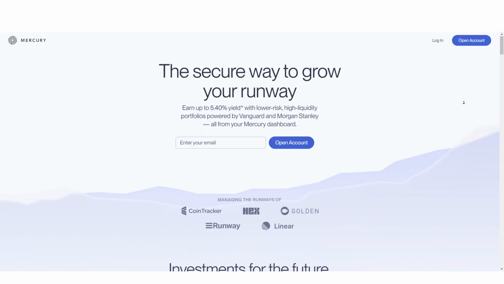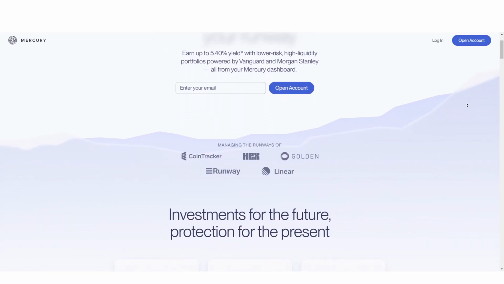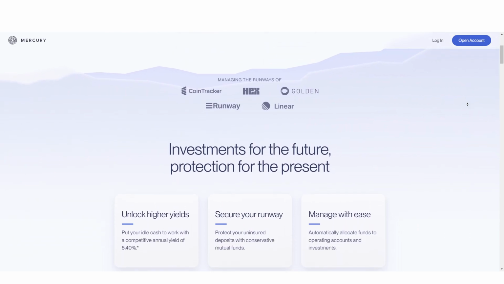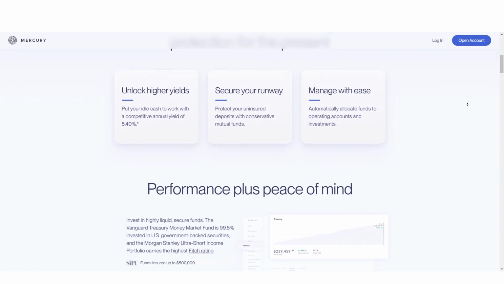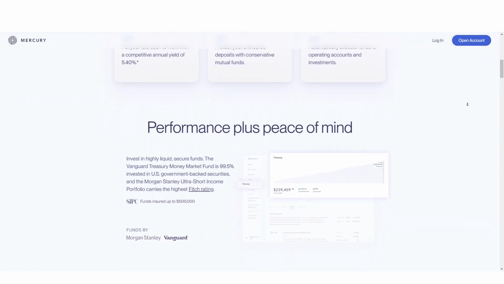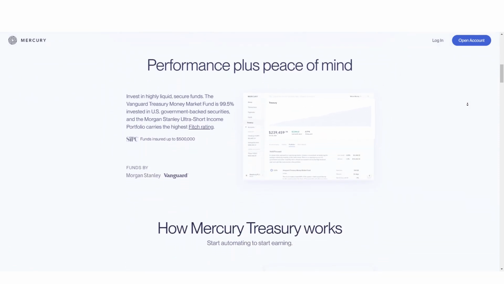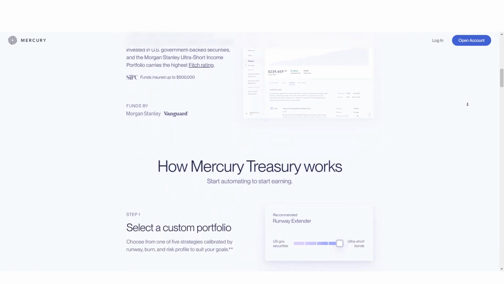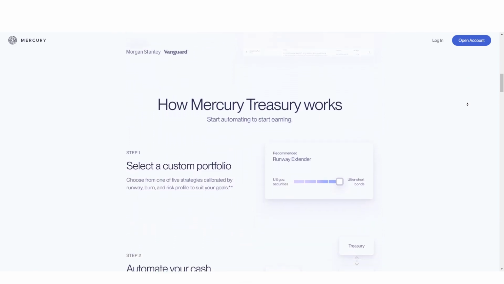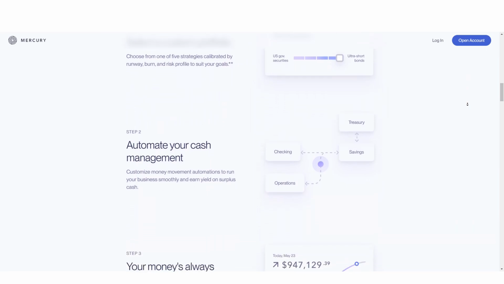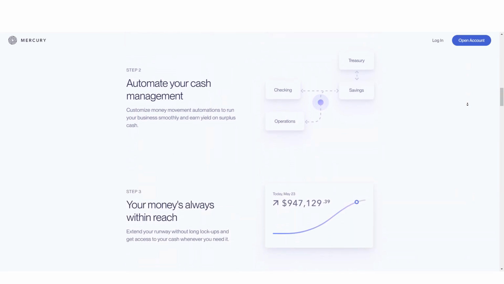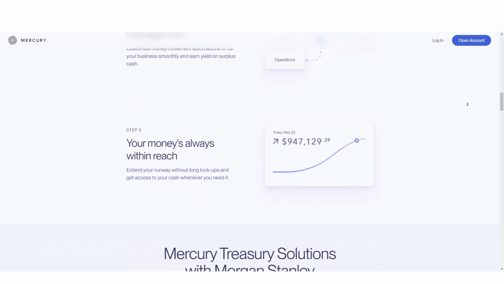Mercury Bank offers a range of savings and treasury accounts that are designed to help businesses manage their cash flow effectively. Their treasury accounts come with competitive interest rates of up to 5.39% APY, making it a great option for businesses that want to earn more on their idle cash. Mercury Bank also offers a business savings account that comes with no monthly fees and competitive interest rates.